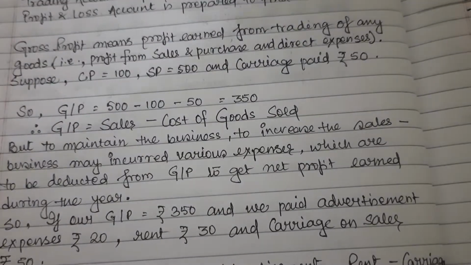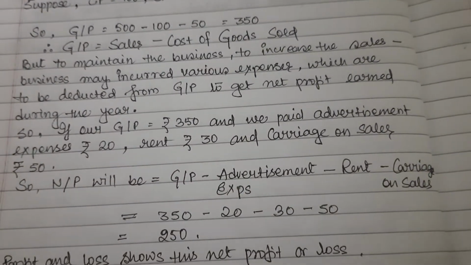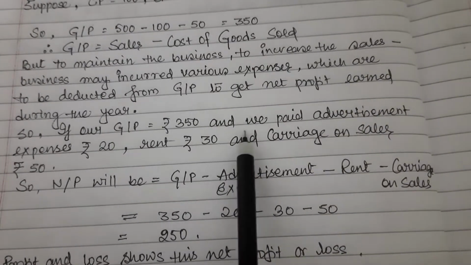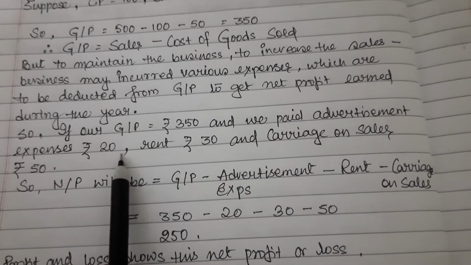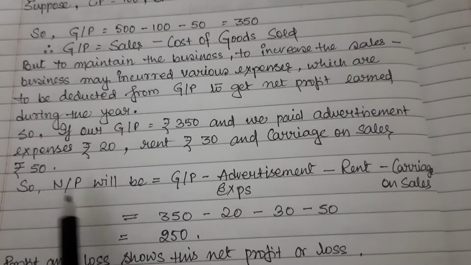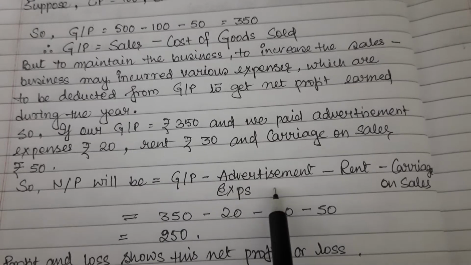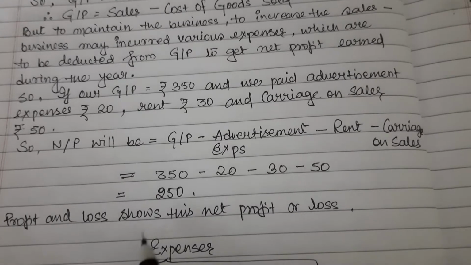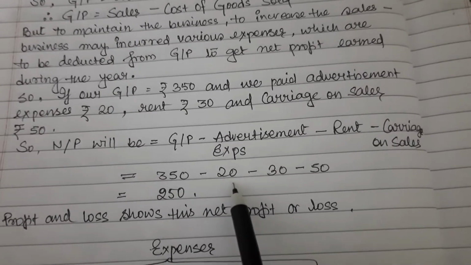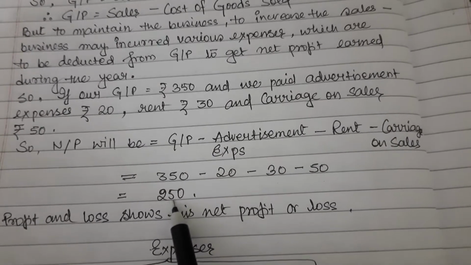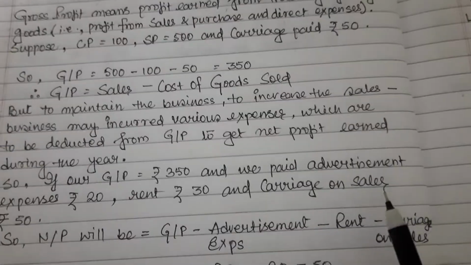earned during the year. So if our gross profit is 350, as per our example, and we paid advertisement expenses 20, rent rupees 30, and carriage on sales 50. So net profit will be gross profit minus advertisement expenses minus rent and minus carriage on sales. That is, our net profit will be 250. So this is the concept of gross profit and net profit.